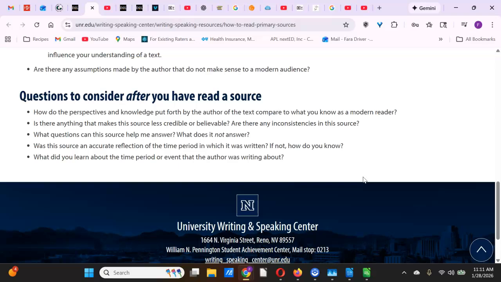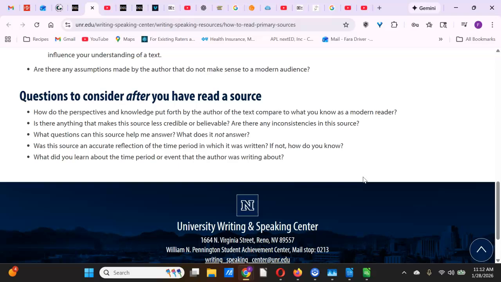By inconsistencies, we mean, do they say one thing in one place and then say something directly opposite to it somewhere else? Do they take some things for granted, but not other things that it seems like they should? These are inconsistencies, and you want to observe that because it does mean that they're either not being true to themselves or they're not being true to the audience. What questions can this source help me answer? What does it not answer? And probably what does it not answer is even more important than what does it answer.